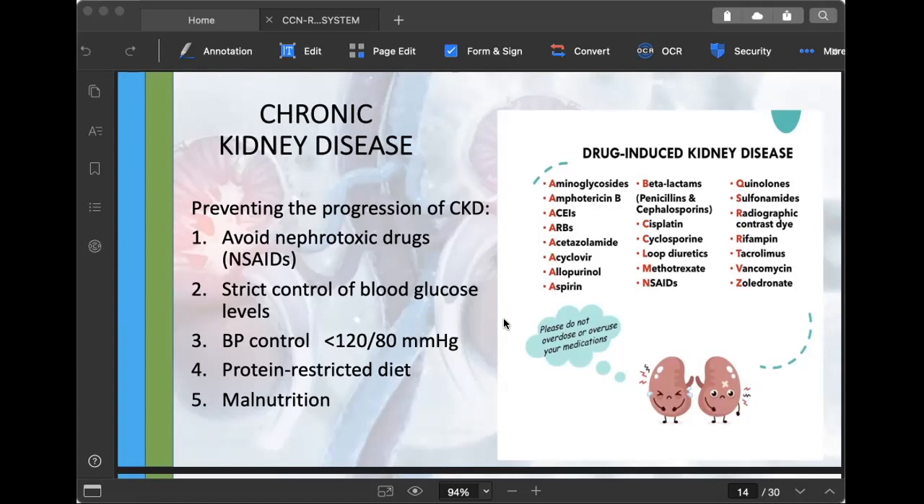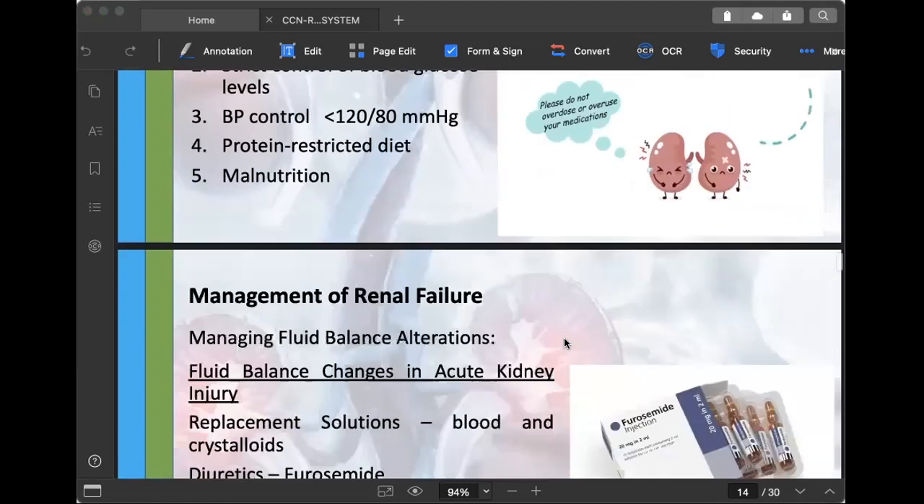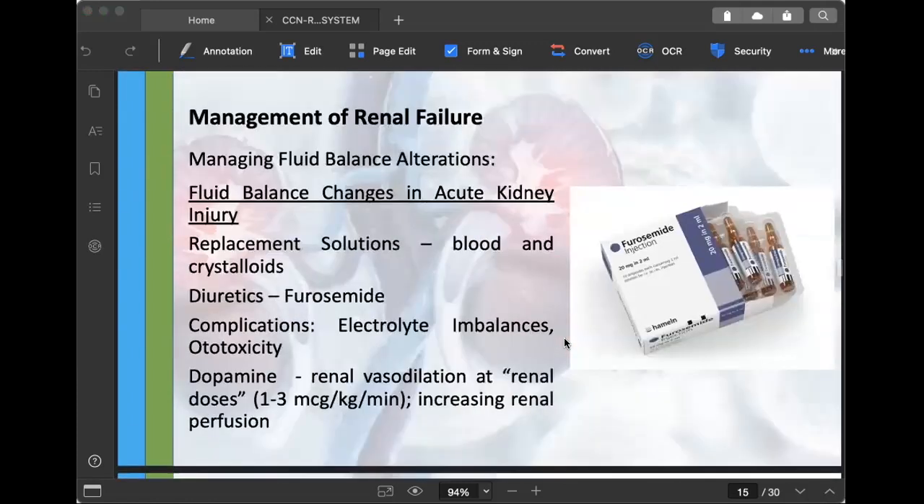If you're going to see here in the illustration, we have here some drug-induced kidney disease. Please do not overdose or overuse your medication with this one. It's because it will greatly affect your kidney functions. Now let's go here. Management.